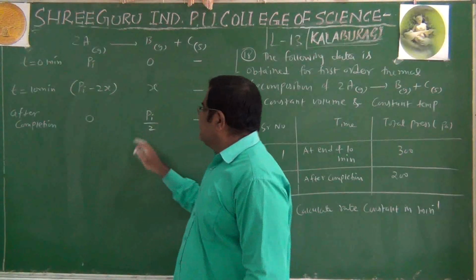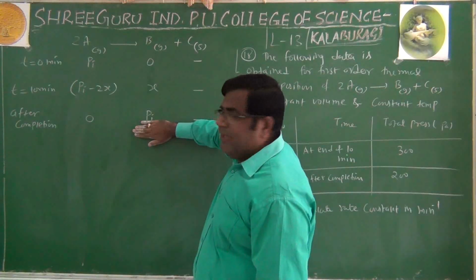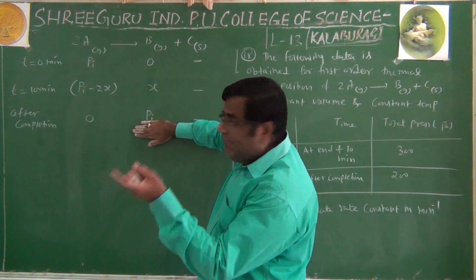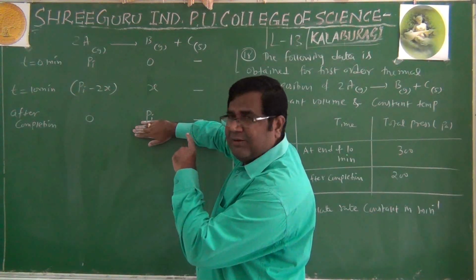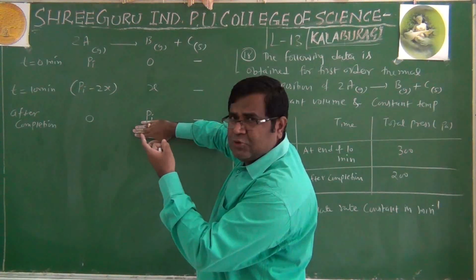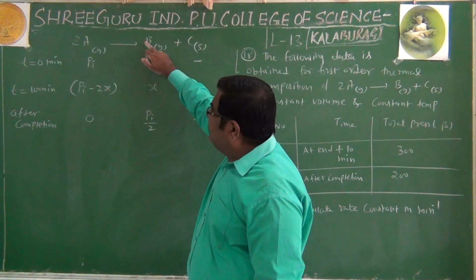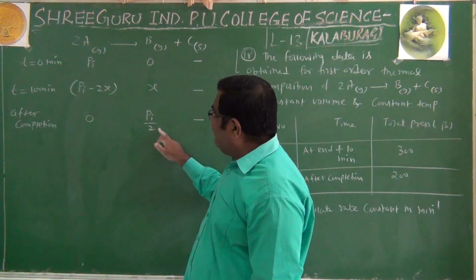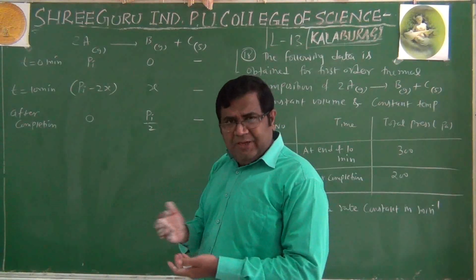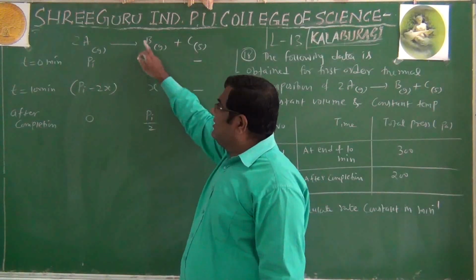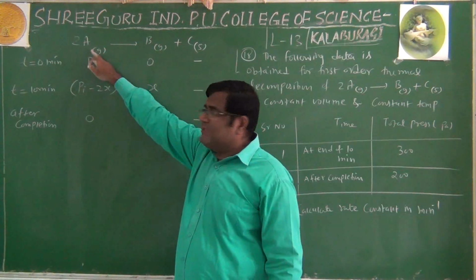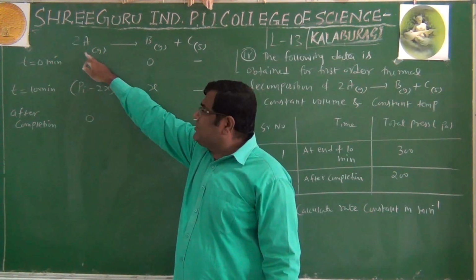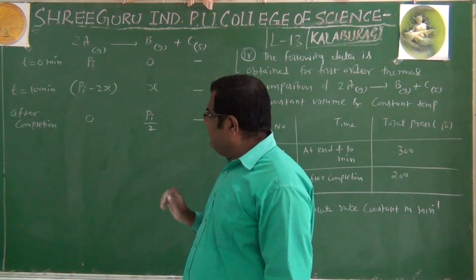Try to understand this. This is the pressure of A, and A has completely converted to B. But how many moles of B do we have? 1. How many moles of A? 2. So B has a pressure half of the pressure of A, simply because its stoichiometric coefficient is half of the stoichiometric coefficient of A. For A it is 2 and for B it is 1.